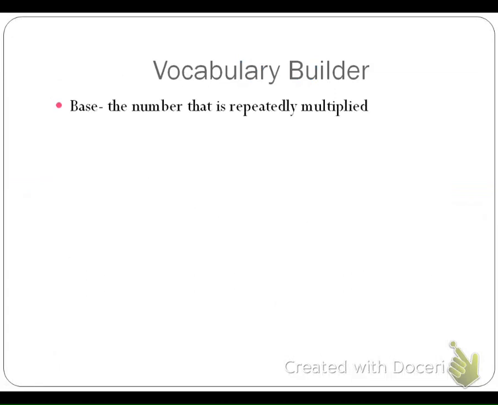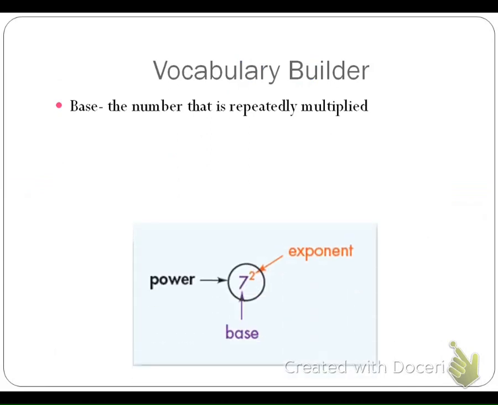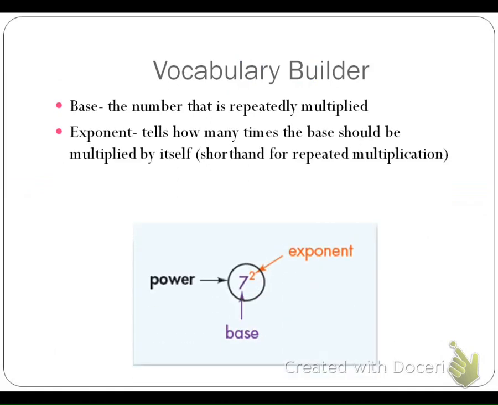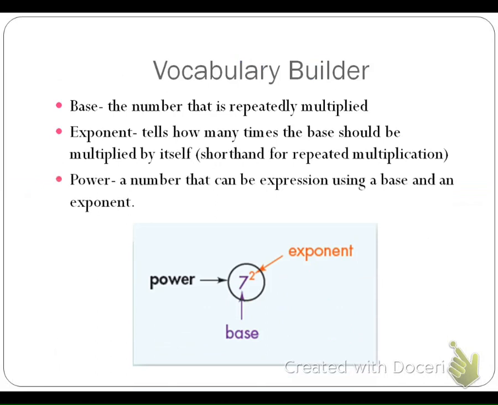So the base is the number that is repeatedly multiplied. The exponent tells you how many times the base should be multiplied by itself. It's a shorthand for repeated multiplication. Altogether, it's called a power. Sometimes it's also called the exponential form of a number.